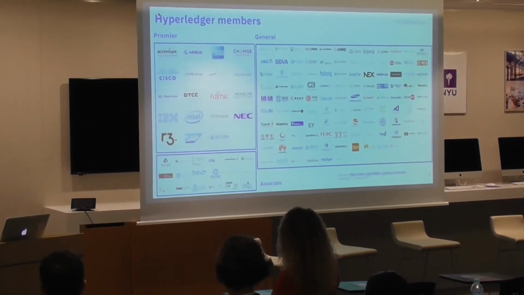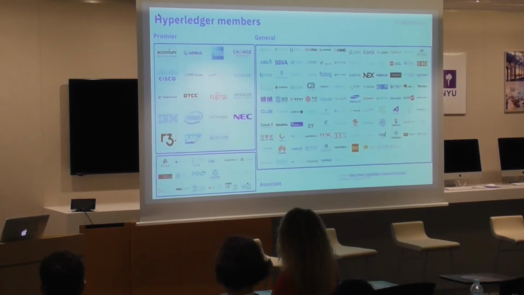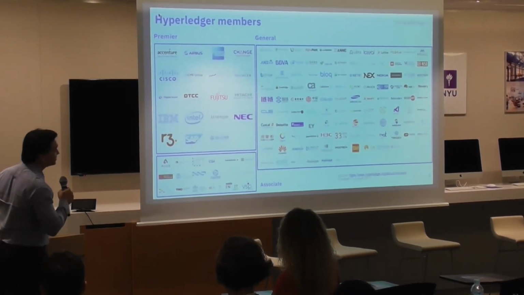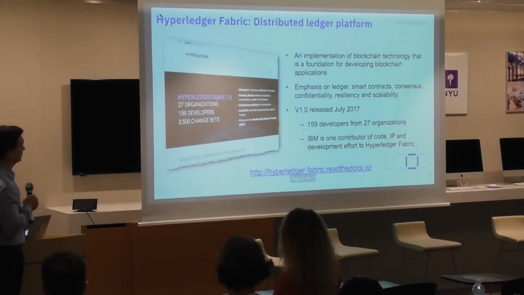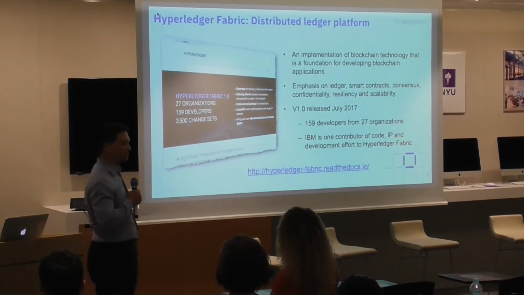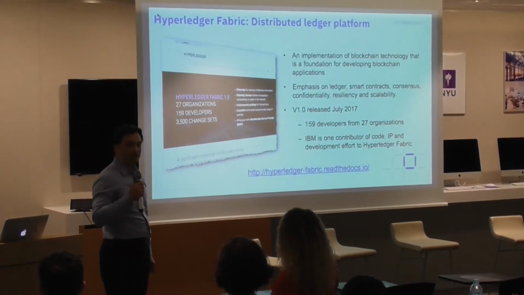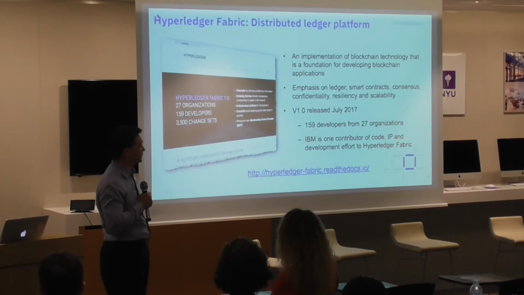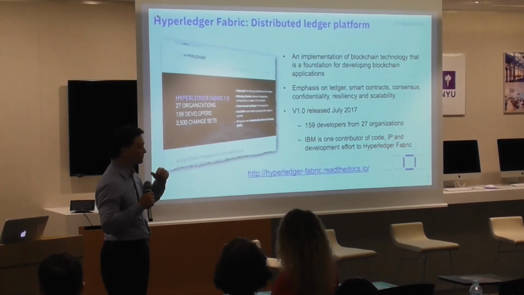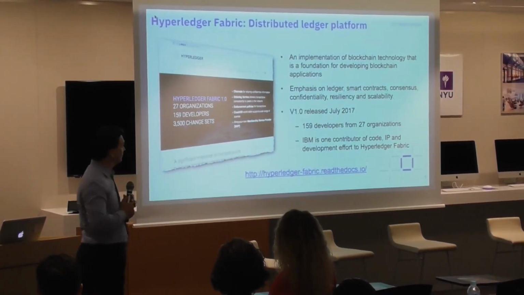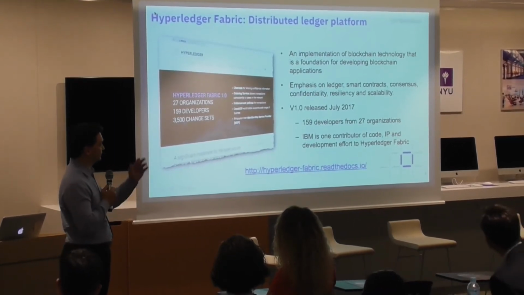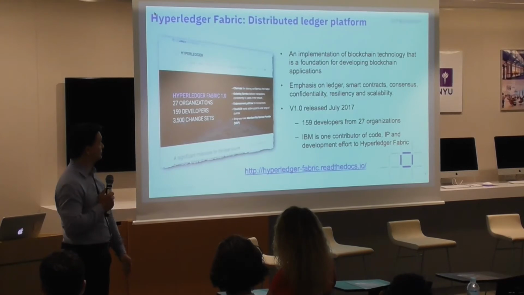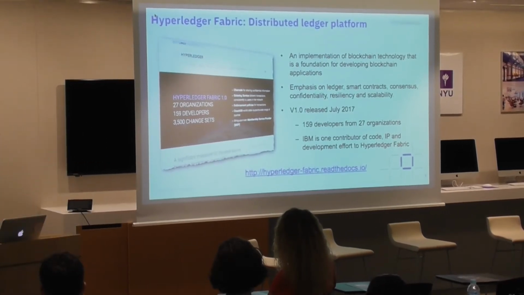But you can see there's a lot of companies involved, and a lot of famous names there: Accenture, American Express, Cisco, Airbus, Deloitte. There's a lot of well-known companies involved in the Hyperledger version of blockchain. And we recently had a big milestone in July of 2017, 2 months ago. Version 1.0 was released, and now there are 159 developers in 27 different organizations, all continuing to enhance the product.